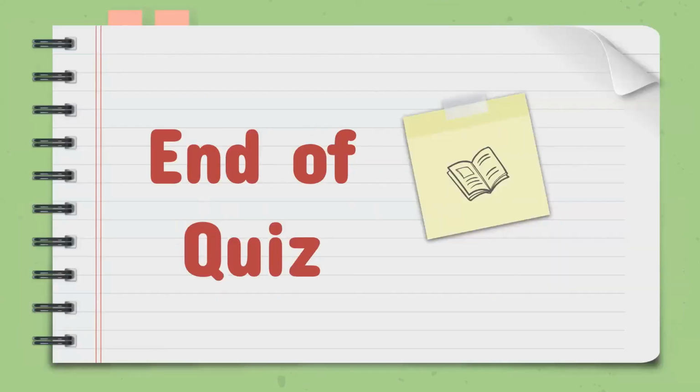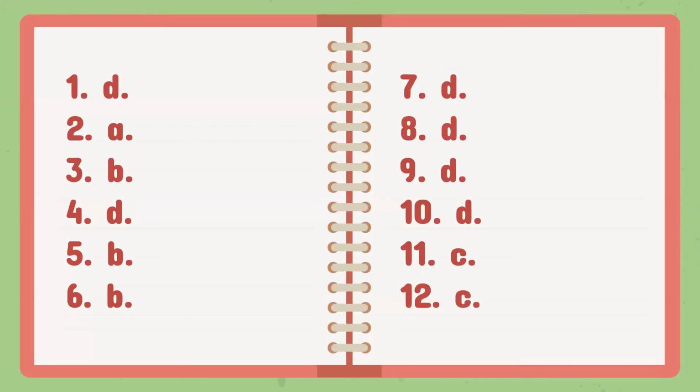Class, this is the end of our quiz. Now class, these are the correct answers. What you're going to do is to check your answers if they are correct. After that, you have to take a photo of your quiz and send it to the line group.